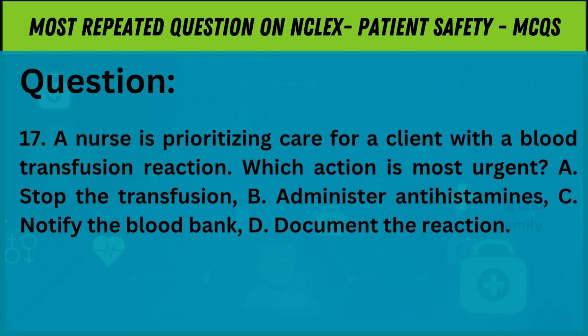17. A nurse is prioritizing care for a client with a blood transfusion reaction. Which action is most urgent? A. Stop the transfusion. B. Administer antihistamines. C. Notify the blood bank. D. Document the reaction.